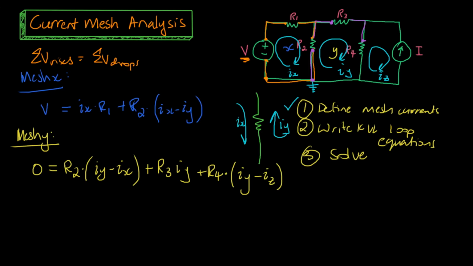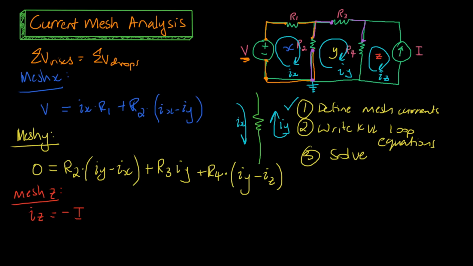Our third mesh is mesh Z. And again, this is where we have the current source, which defines what IZ is. So our current source is moving anti-clockwise around this loop with a magnitude of I. As we define IZ to be moving in the clockwise direction, what we get from this loop is IZ equals negative I, as it's moving in the opposite direction to the current source. So again, once we're at this point, we have our three equations for our three unknowns, and it's just a matter of simultaneously solving the system for IX, IY, and IZ.